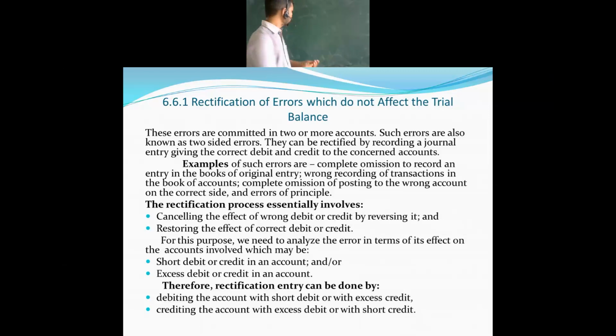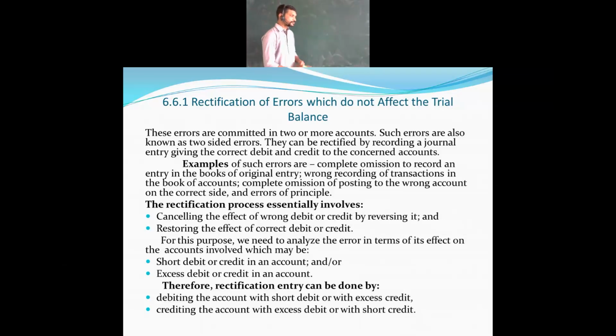Just like both are expenses: in one you are increasing, in one you are decreasing. Both are expenses you are paying, right? So such errors are also known as two-sided errors. They can be rectified by recording a journal entry giving the correct debit and credit to the concerned accounts. So here we are going to pass journal entries for this, deciding what exactly should be debited or credited. In the previous session, we saw a few illustrations; you can rewind for understanding purposes. Further on, we will have the same process again.